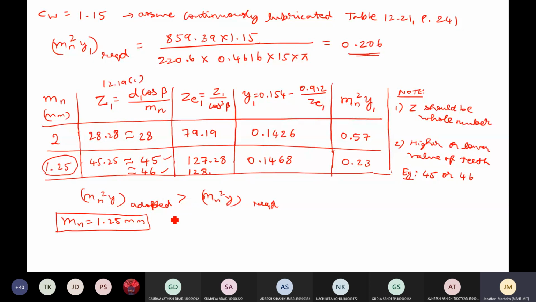Now, interestingly, what happens now? You see, Mn is 1.25. So let us reverse calculate and see what will happen to the values. Once we set Z1 to be 45 teeth, what will happen to D1? D1 is Z1 Mn by cos beta, just rearranging this equation. So D1 comes out to be 79.55, which is approximately equal to 80.